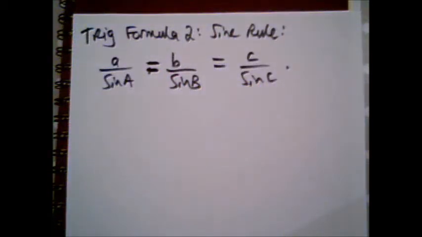So we're going to prove the second trig formula, that's the sine rule. We want to show that a over sine A is b over sine B is c over sine C. There are a couple of different proofs to this.